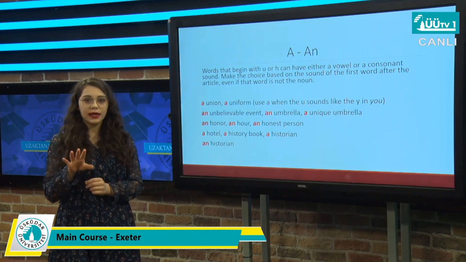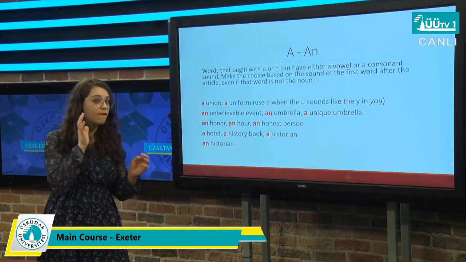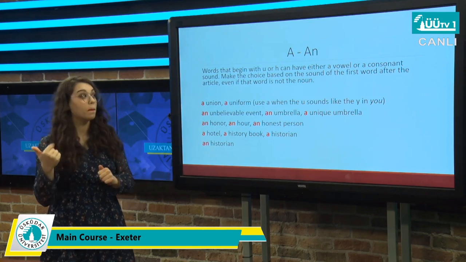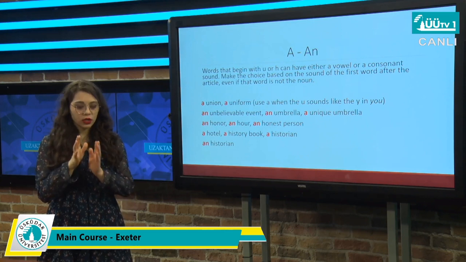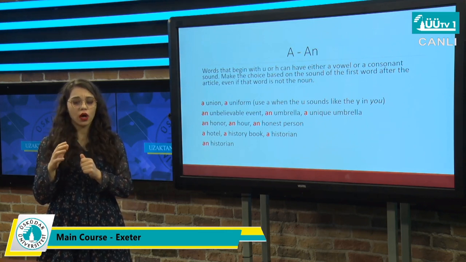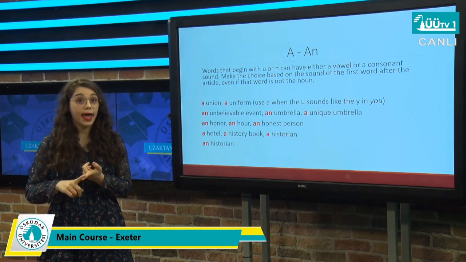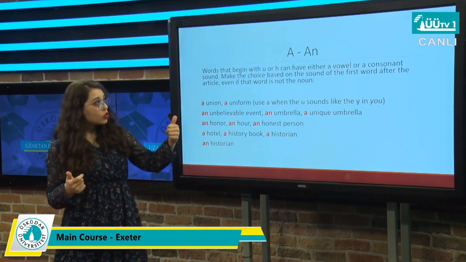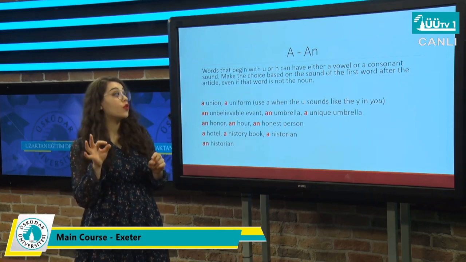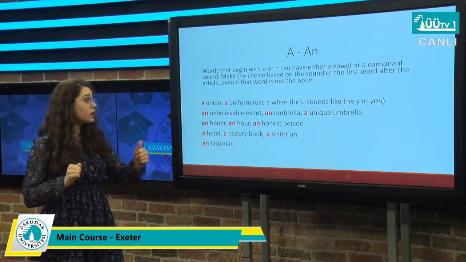So words that begin with u or h can have either a vowel or a consonant sound. How you make the choice is that, please, when you don't know if to use a or an, read that word out loud. So make the choice based on the sound of the first word after the article, even if that word is not the noun.